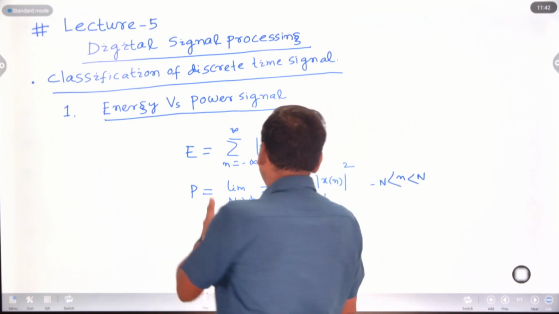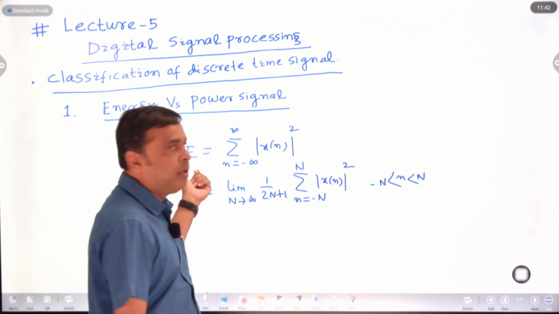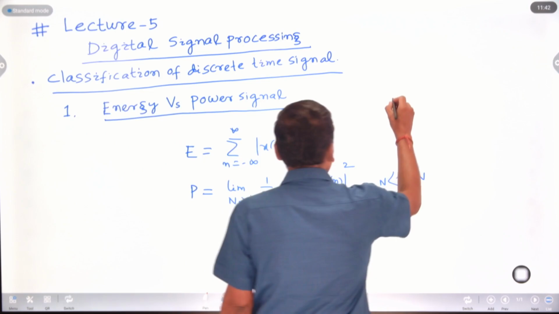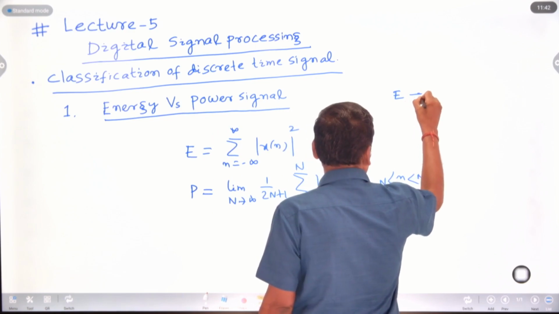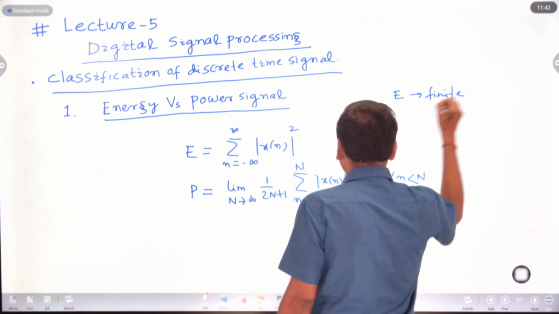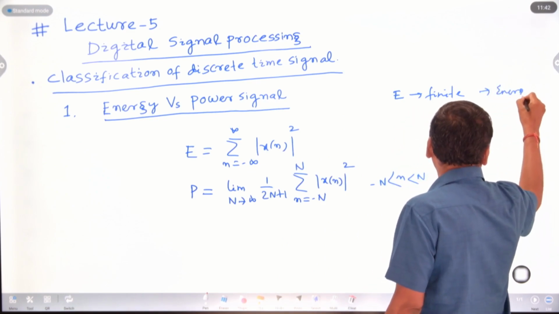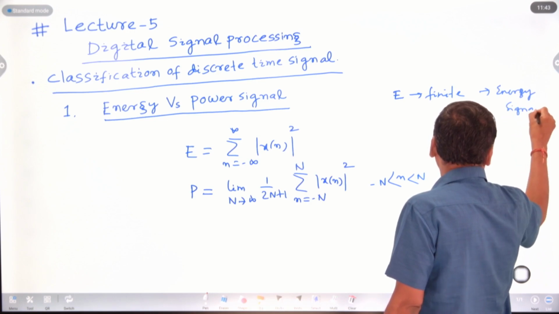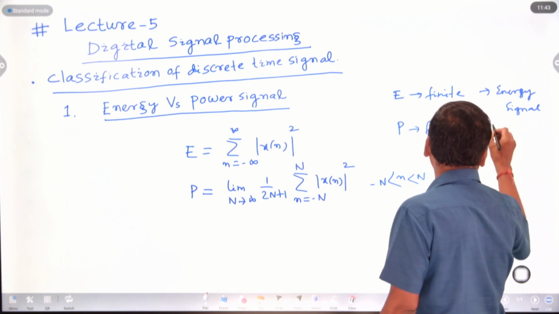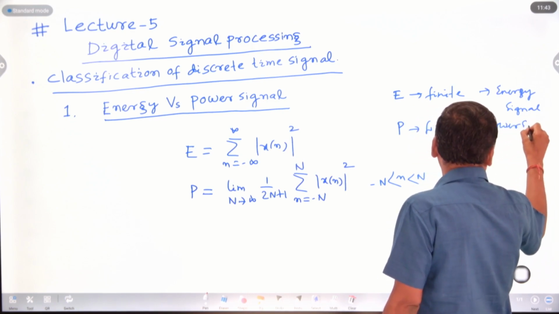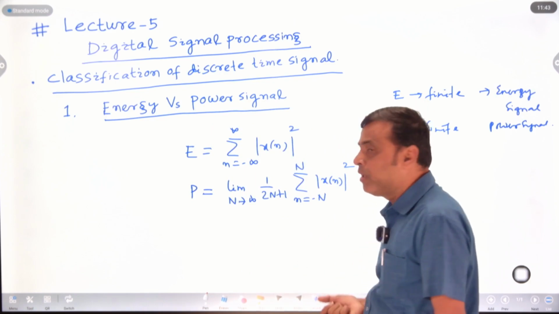If the energy E of a discrete time signal x of n is finite, meaning you get some finite value, and the power becomes 0, we can say that it is an energy signal. Similarly, if the power is finite, you can say that it is a power signal. If energy is finite, it is an energy signal. If power is finite, it is a power signal.